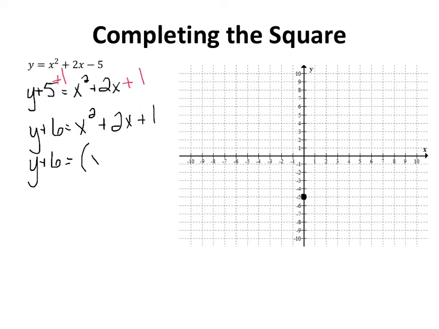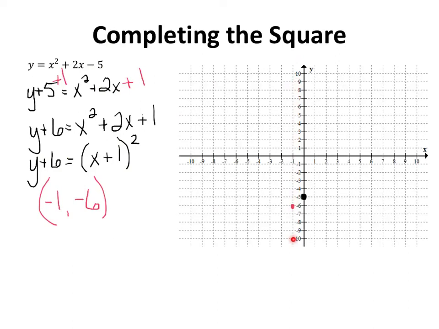I don't even have to factor. There's my perfect square. So my vertex, remember we want the opposite of what we see. So the vertex is negative 1, negative 6, which is right here. And one of the other things that we can do is, because we know that there is symmetry, the vertex is the axis of symmetry.